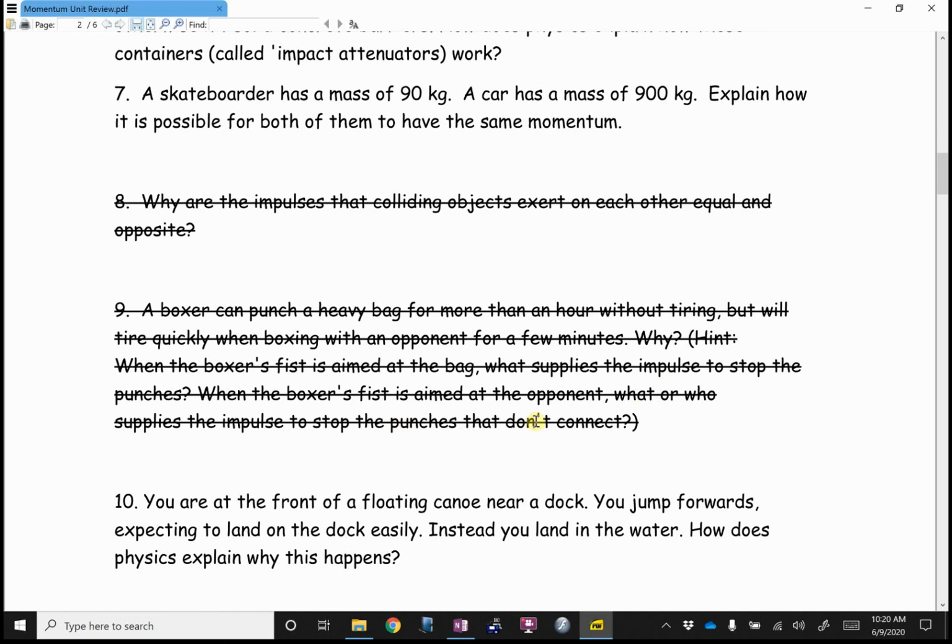The boxer does. So the reason boxing a person is so much more tiring than boxing a bag, when you're punching a bag, you never miss. And so the bag supplies the impulse to bring your fist to a stop. When you're boxing a person, you miss an awful lot. And so you have to apply the impulse to your own fist to bring your fist to a stop. So it's going to be much more tiring.